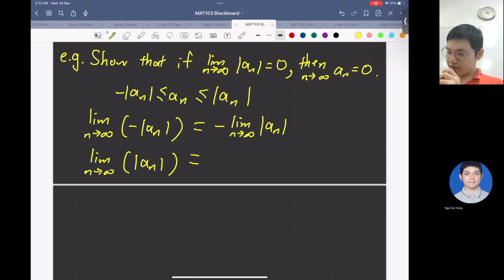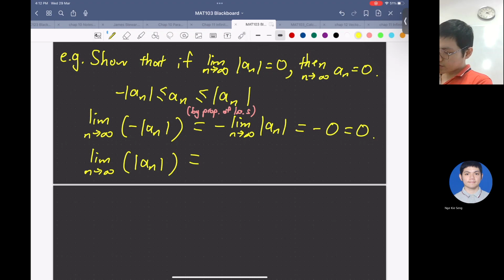So rigorously you should write by property of limit. I don't write everything up. By limit of sequence, it's equal to -0, which is 0. So here is by assumption. You assume that the limit of the absolute value is 0. So the right-hand side easily falls out just by assumption.